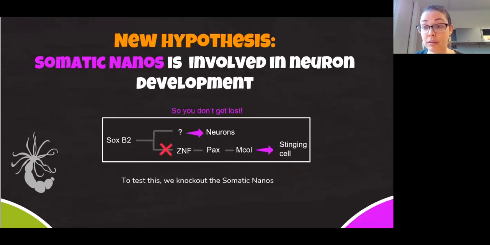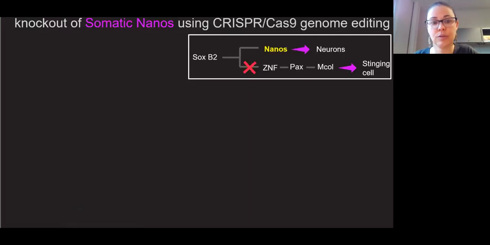Based on what we just saw in these results, we have a new hypothesis: somatic nanos is involved in neuron development, as you can see here. This means that somatic nanos is probably in this pathway to produce neurons. In order to pursue that new hypothesis, we knocked out the somatic nanos. So how did we do that?